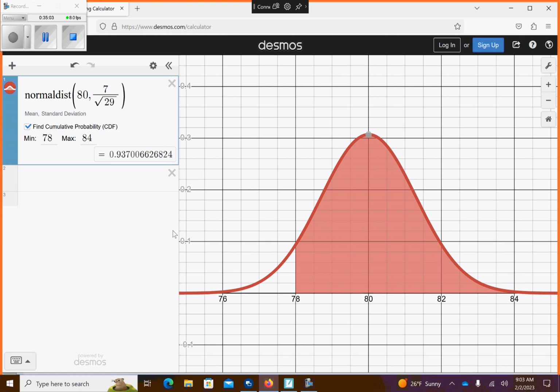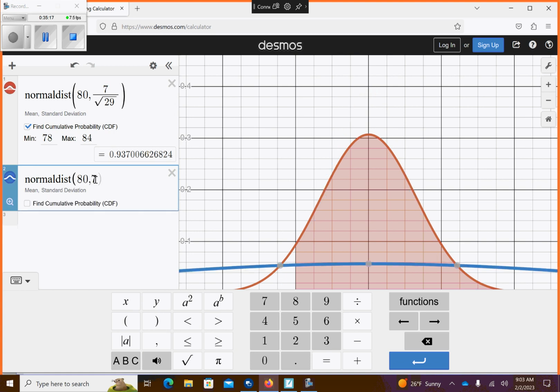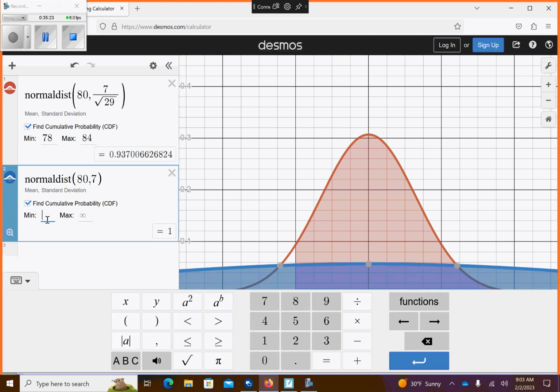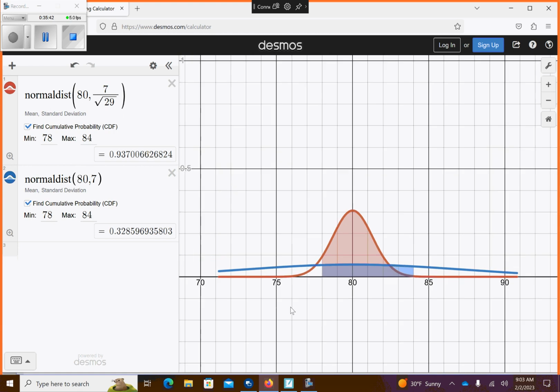Okay? So if I were to do a side-by-side comparison, I don't know how this is going to work. Normal distribution, 80, comma, 7. And I'm going to go 78 to 84. Okay, and I have to play around with my graph a little bit to make it work.